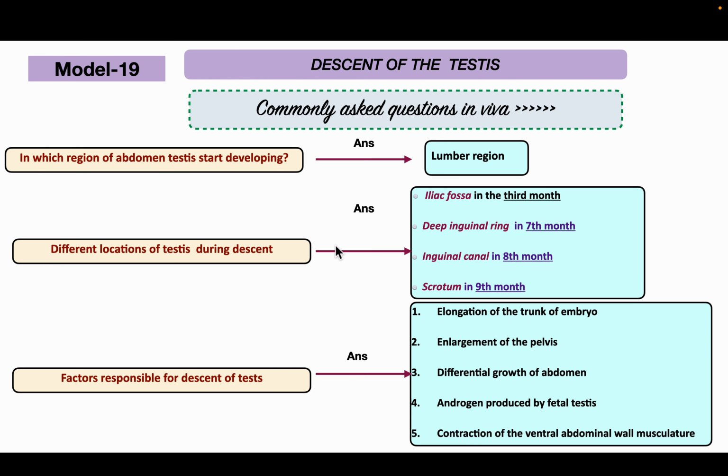Now what are the questions which can be asked? In which region of the abdomen do the testes start developing? That is the lumbar region. Different locations of the testis during descent are the iliac fossa, deep inguinal ring, inguinal canal and scrotum, and it is 3rd month, 7th month, 8th month and 9th month respectively. Factors responsible for the descent of testes: so these are the factors which are responsible for the descent of testes.